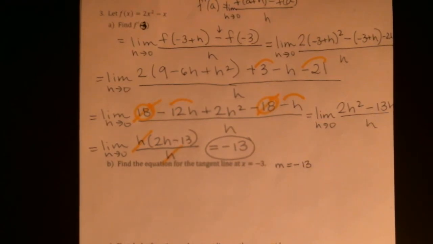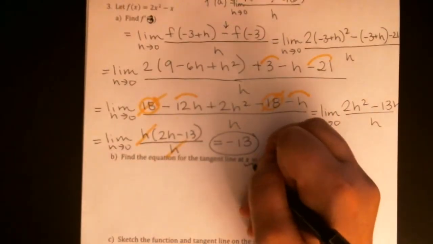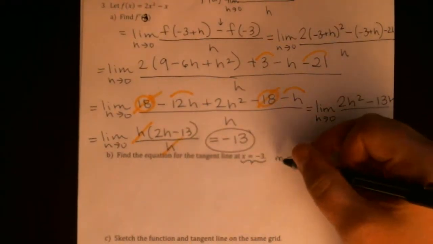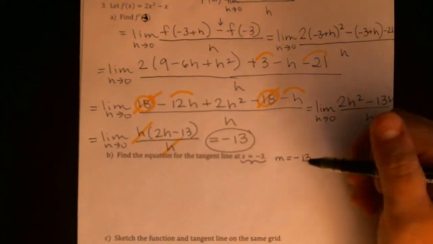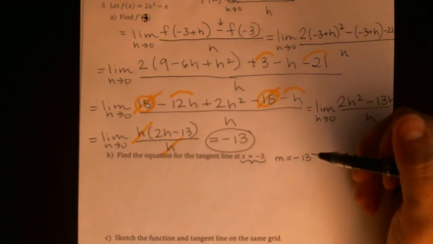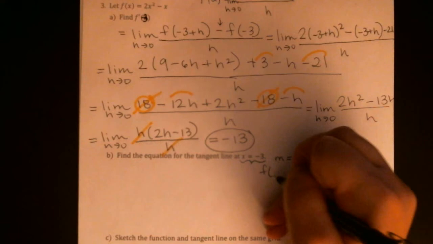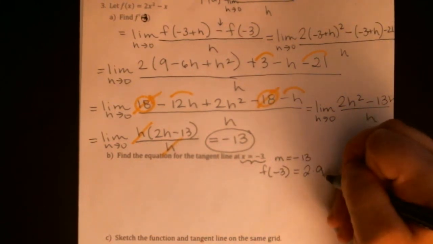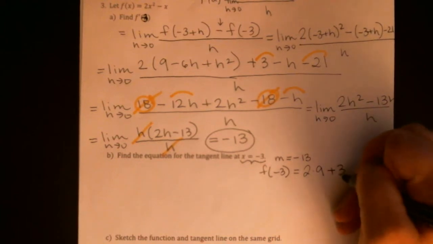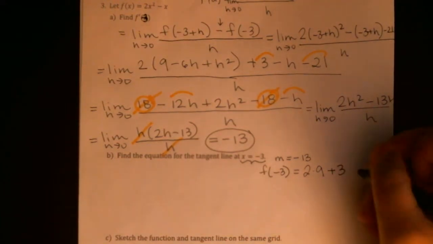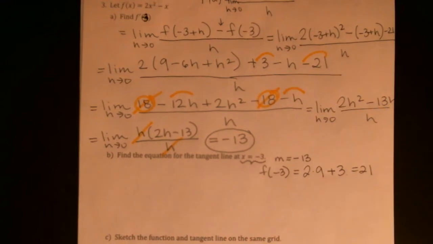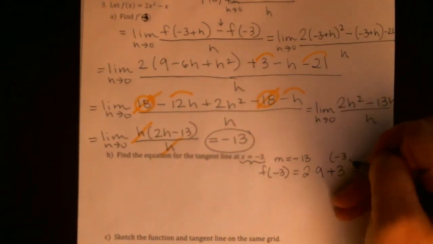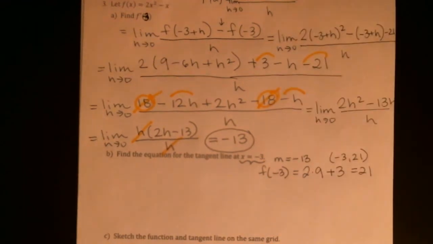And actually, that's not that hard to do because I know I'm interested in what's happening at x equals negative 3. So to get the slope, you take the derivative. To get the point, you just go back to your original function and you say, okay, well, f of negative 3 is 2 times 9 minus negative 3, so plus 3. 18 plus 3 is the 21 that we got before. So my point is (-3, 21).